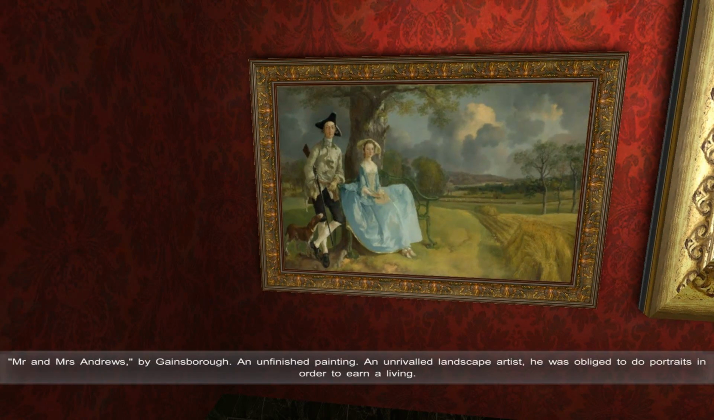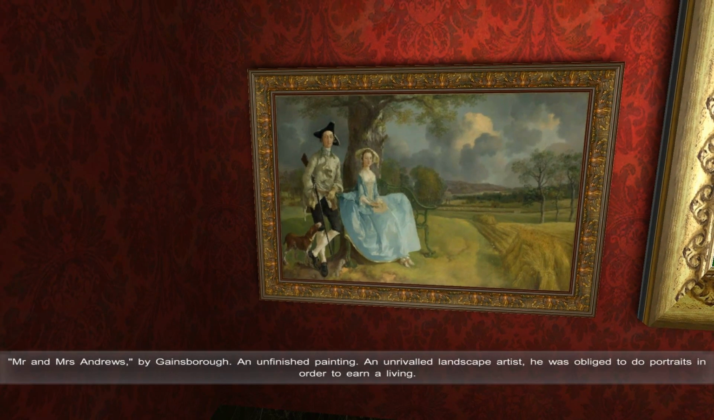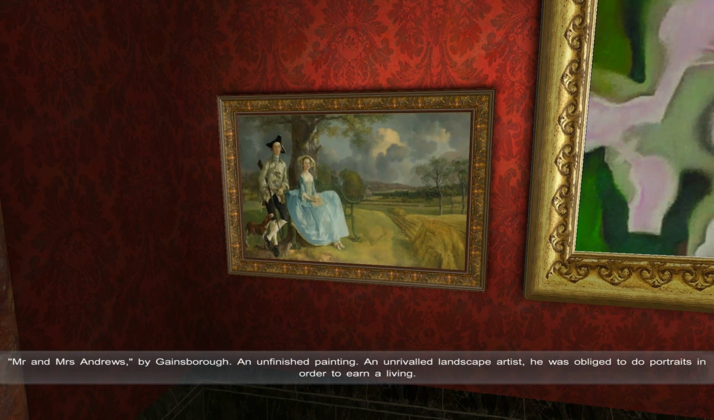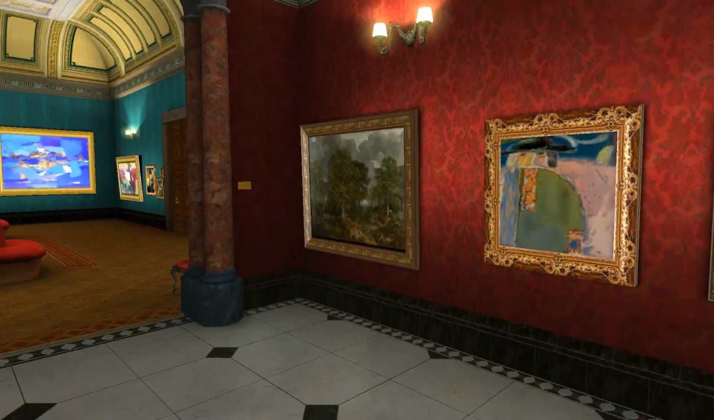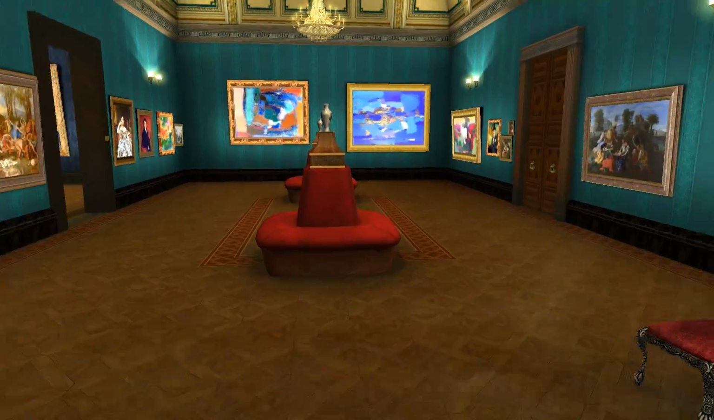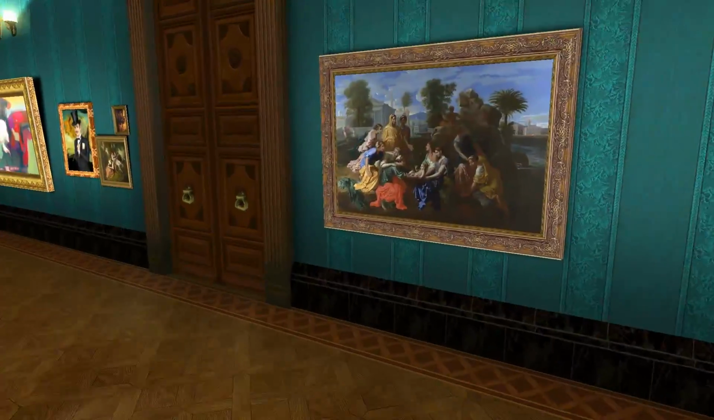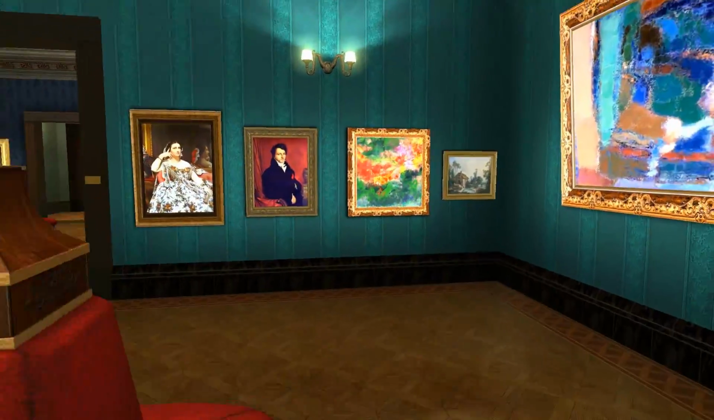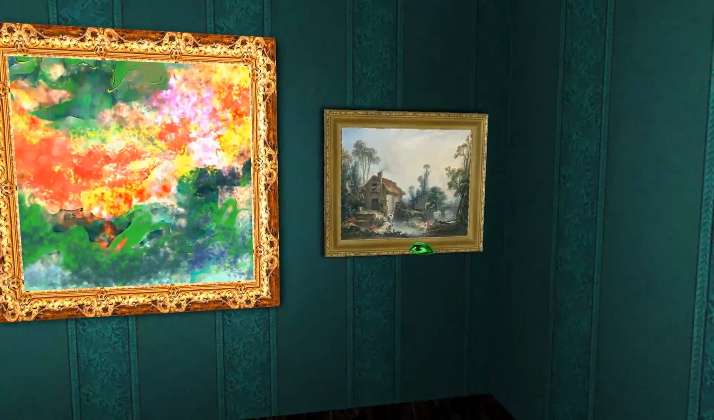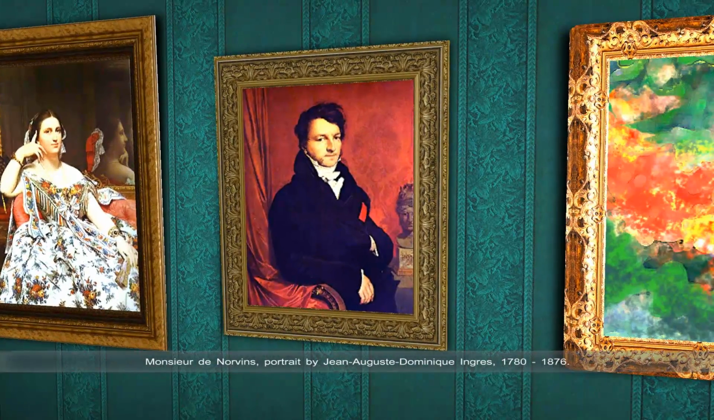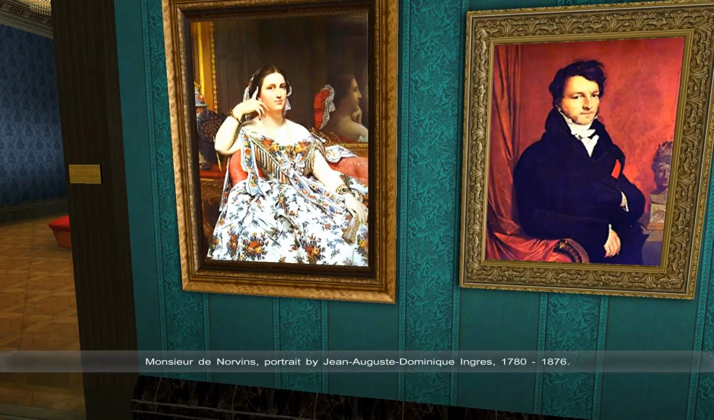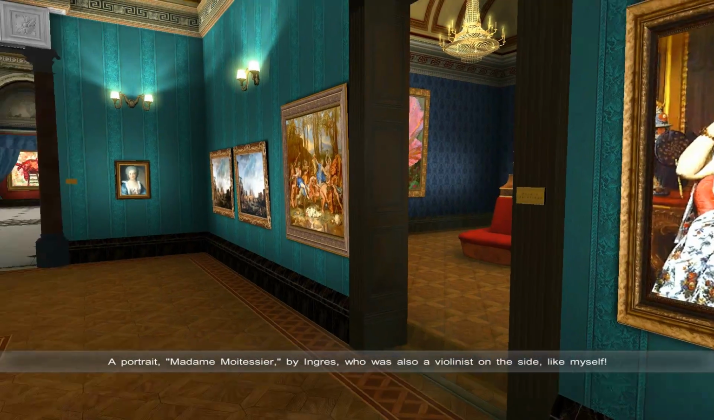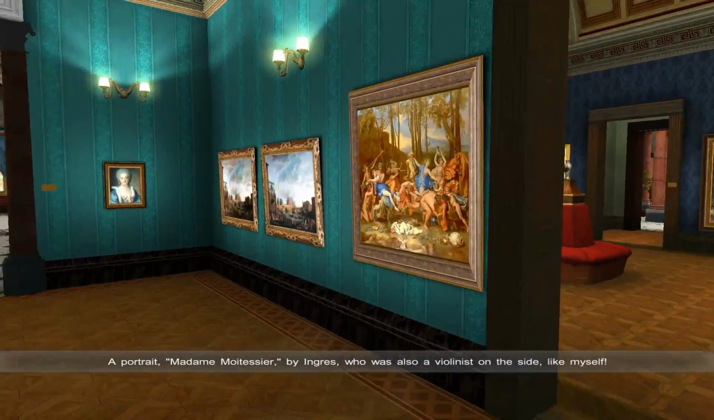Mr. and Mrs. Andrews by Gainsborough, an unfinished painting. An unrivaled landscape artist, he was obliged to do portraits in order to earn a living. You can tell from the fact that most of the painting is landscape. Right. Compass. There's going to be something immensely obvious I'm missing. Like, one of the people's name has been Compass, or something. Monsieur de Norvin's portrait by Jean-Auguste Dominique Ingres, 1780 to 1876. A portrait, Madame Moitessier, by Ingres, who was also a violinist on the side, like myself.